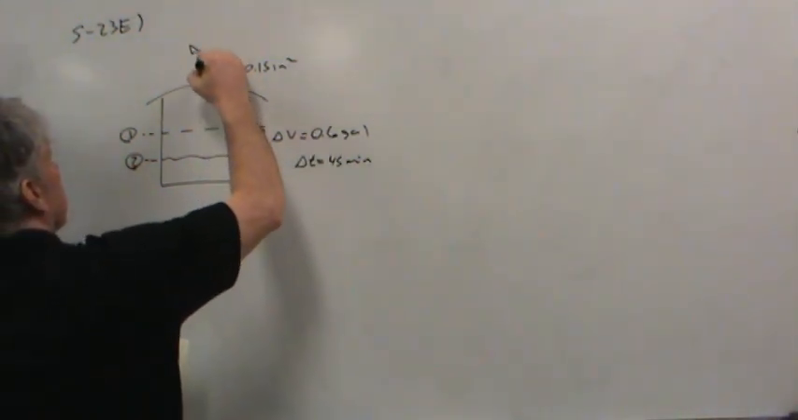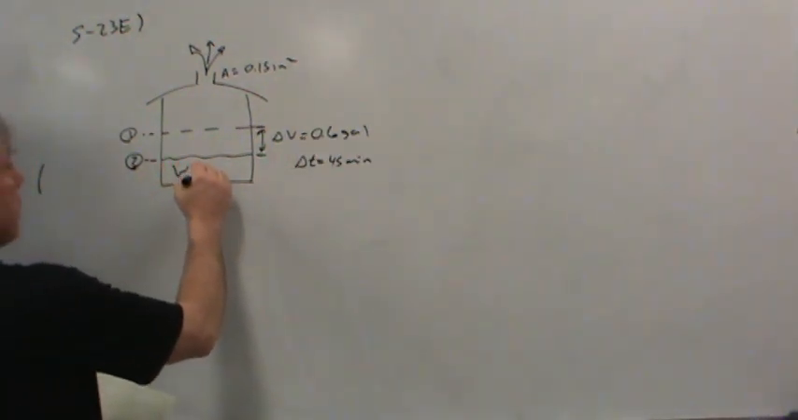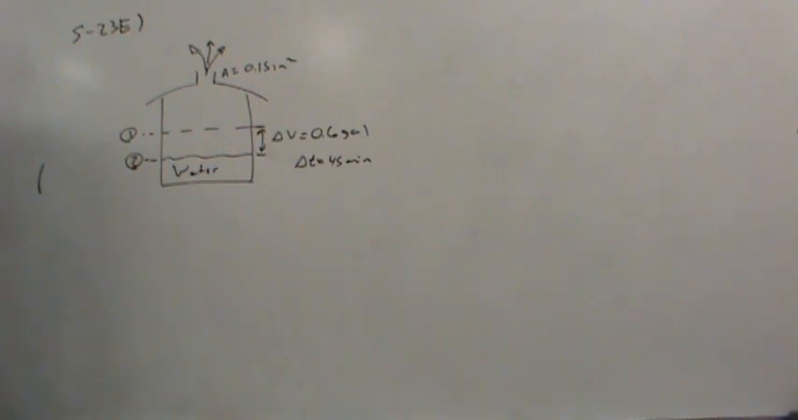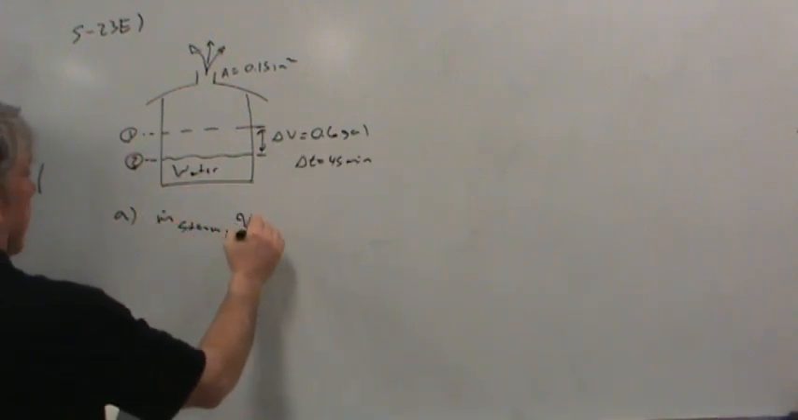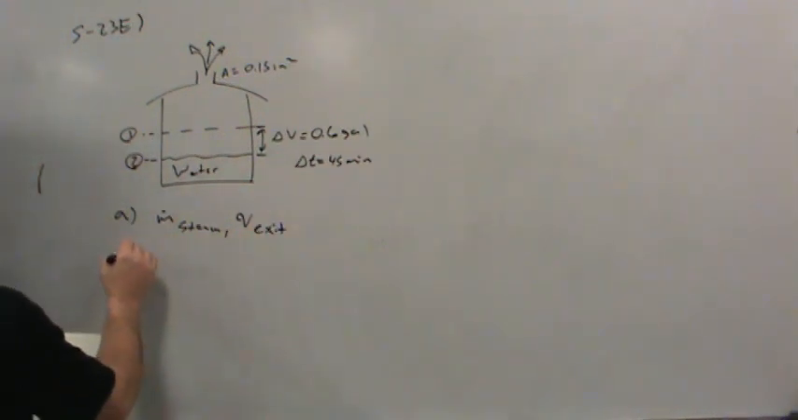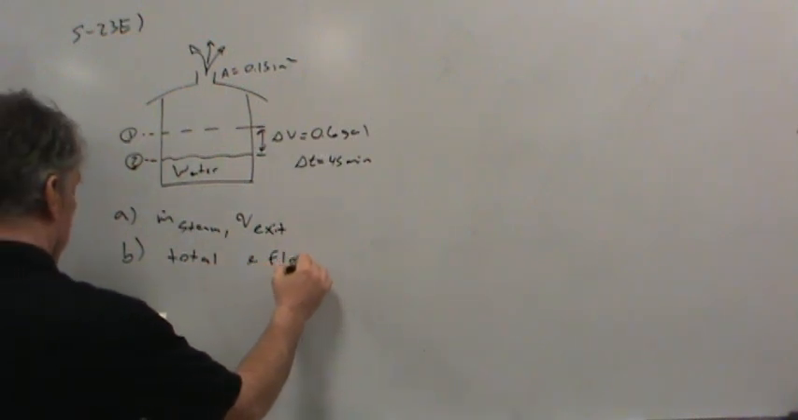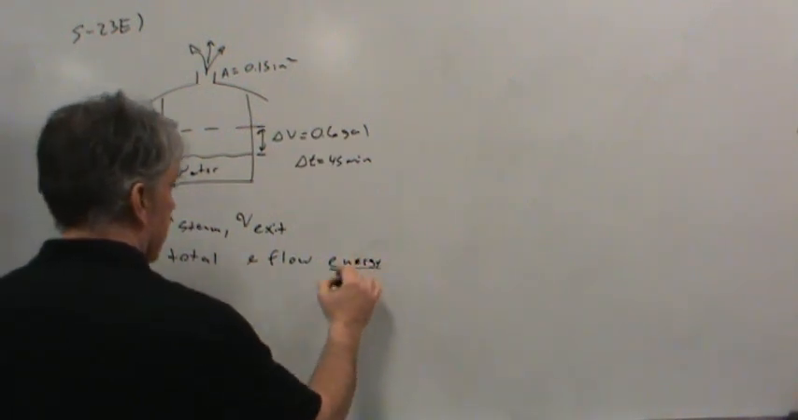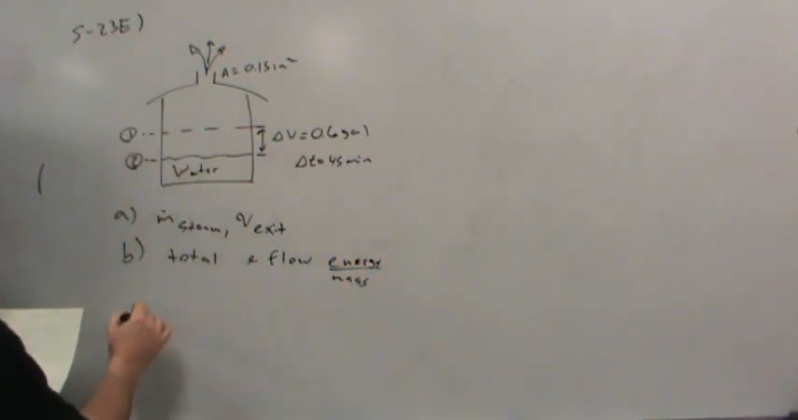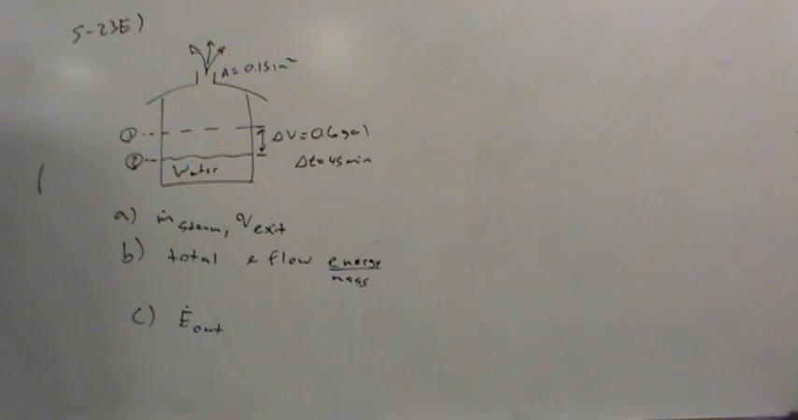And of course we've got stuff coming out. Steam coming out, I suppose. There's liquid water in the pressure cooker. We're supposed to find the mass flow rate of the steam and the velocity at the exit. We're supposed to find the total and flow energies per mass. And we're supposed to find the rate at which this mass is carrying energy out of the pressure cooker.